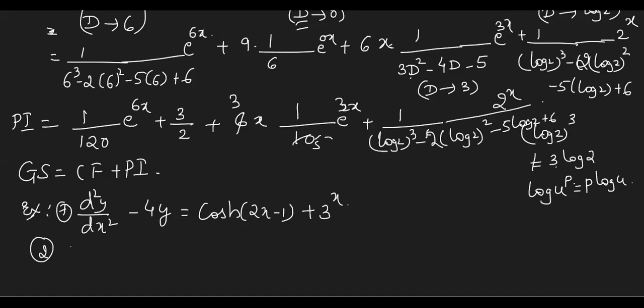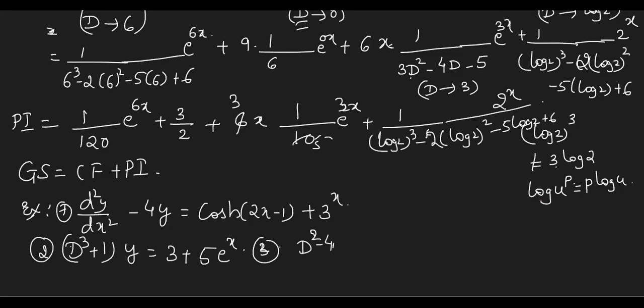One more: (D cube plus 1) y equal to 3 plus 5 e raised to x. Yeah. (D square minus 4) the whole square, sorry, not the whole square, into y is equal to (1 plus e raised to x) the whole square.